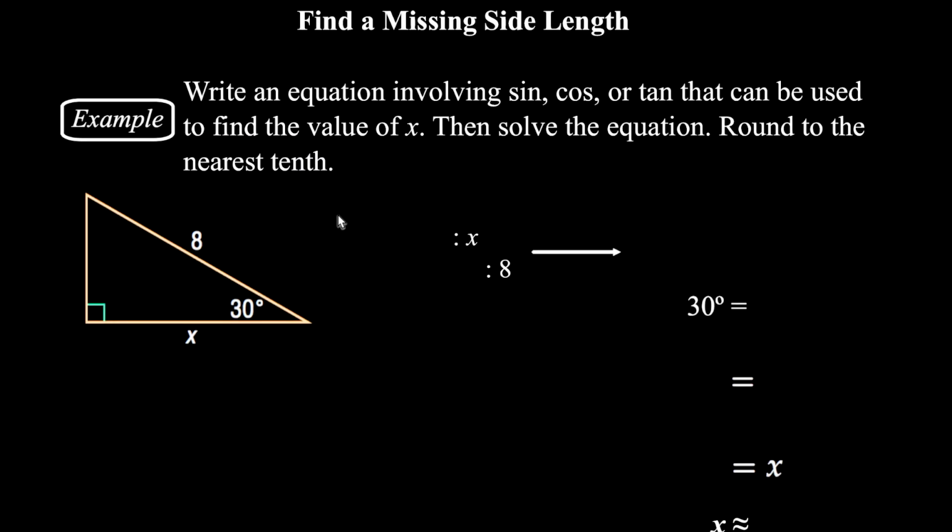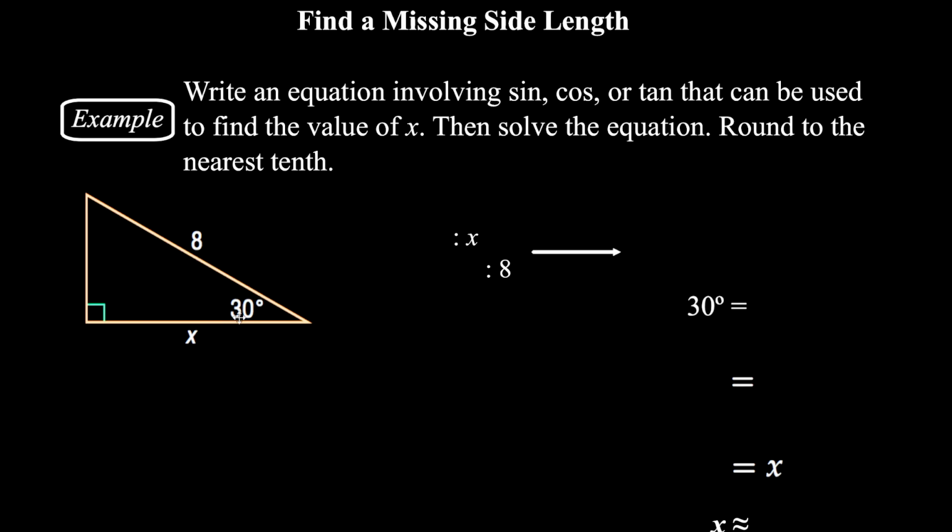So in this example, we want to write an equation using one of the trig functions to find the value of x, and then we're going to solve the equation, and we want to round to the nearest tenth on this one. So we're given this picture, this triangle, and a 30-degree angle. We don't know the adjacent side, that's what we're looking for, but we do know the hypotenuse.